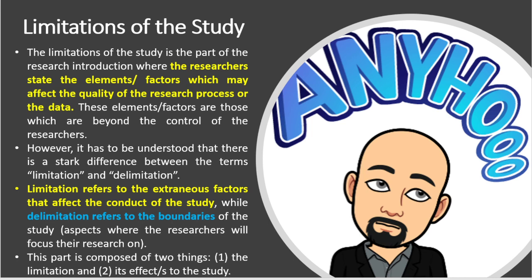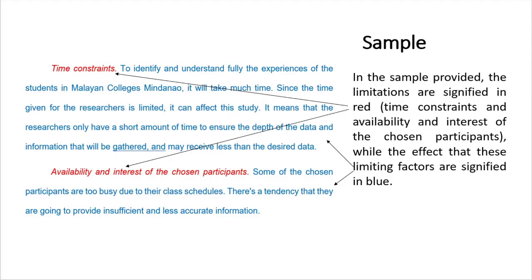So to construct the limitations of the study, you need two things. First is the actual limitation. You have to determine the factor. Okay, so factor 1, factor 2, factor 3. And you also have to explain how this factor can affect your research. So to give you an example, the ones in red are the limitations, the factors. The ones in blue are the effects.